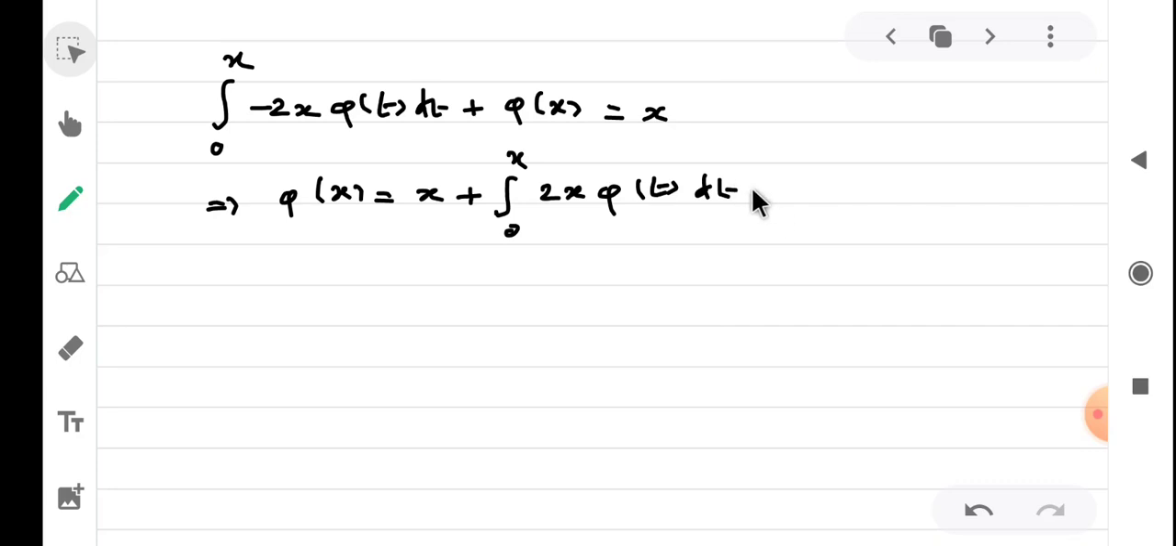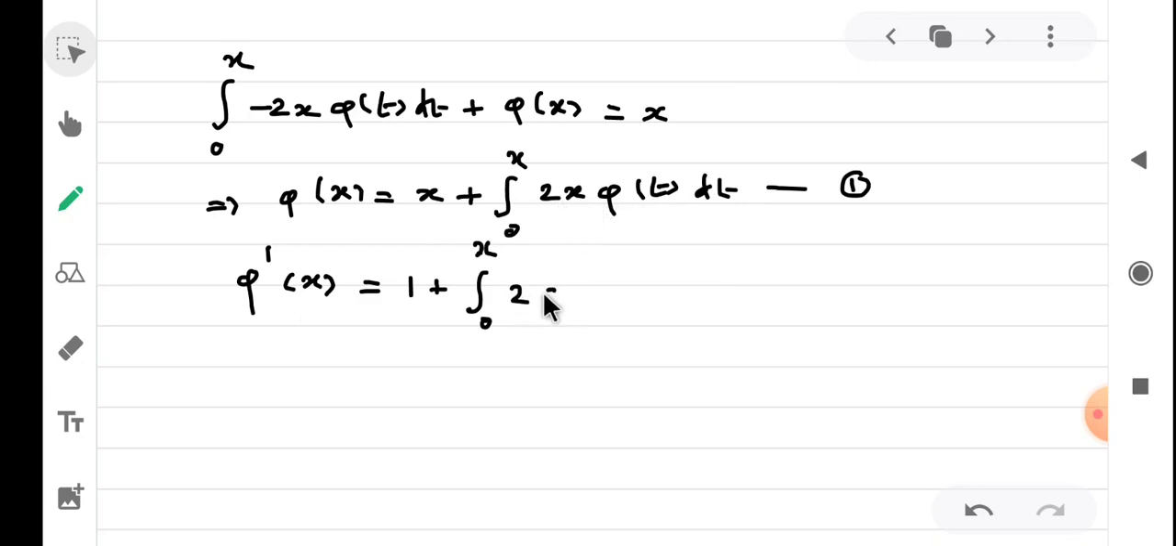Okay, so call this as equation number 1. Once again differentiate this equation with respect to x. So I will get phi dash of x is equal to derivative of x, which is 1. So here I need to use Leibniz rule. So integral 0 to x, derivative of this one with respect to x.